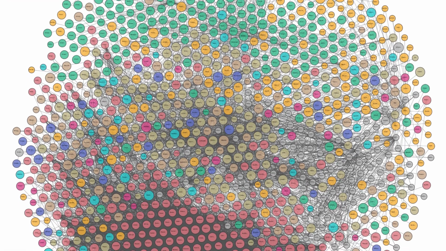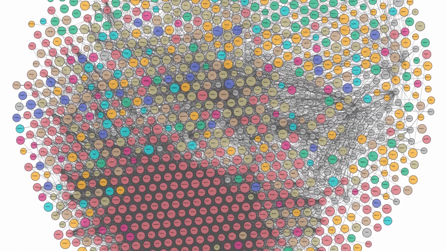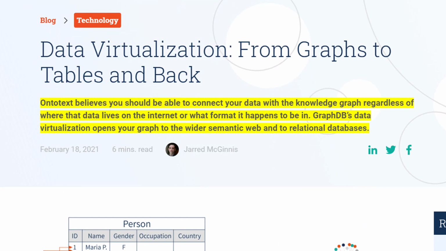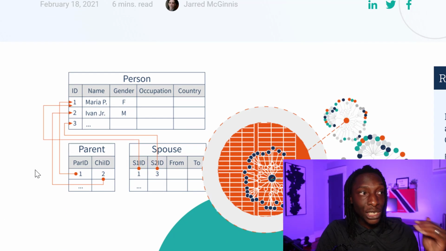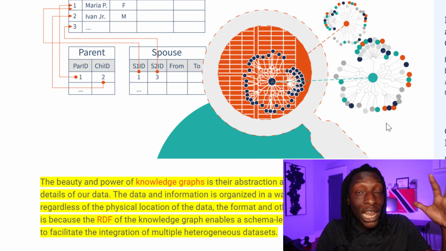And in fact, let's read from On2Text. Let's read from what they posted about data virtualization, because they are also an RDF triple store. And let's read what they said. It says, On2Text believes you should be able to connect your data with the knowledge graph regardless of where that data lives on the internet or what format it happens to be in. Graph database data virtualization opens your graph to the wider semantic web and to relational databases. As you can see here, we have this relational database connected by the primary key, and it's connecting a person, and these are all different tables connected in this graph, all becoming one, becoming a knowledge graph.